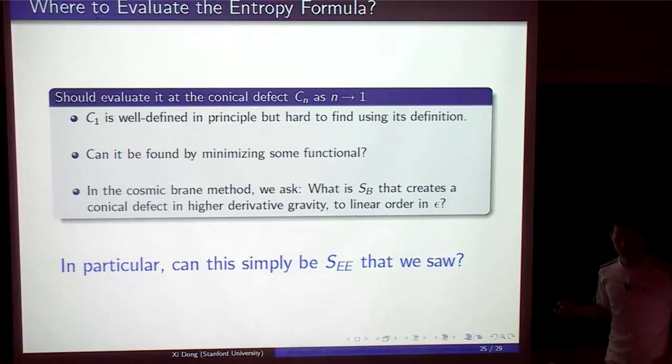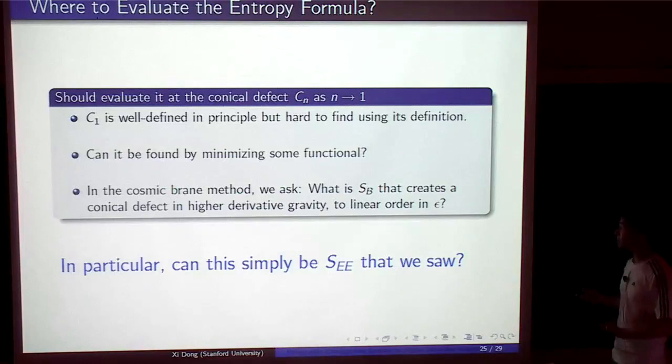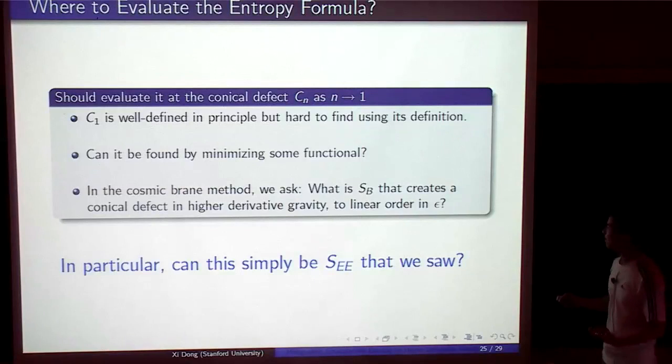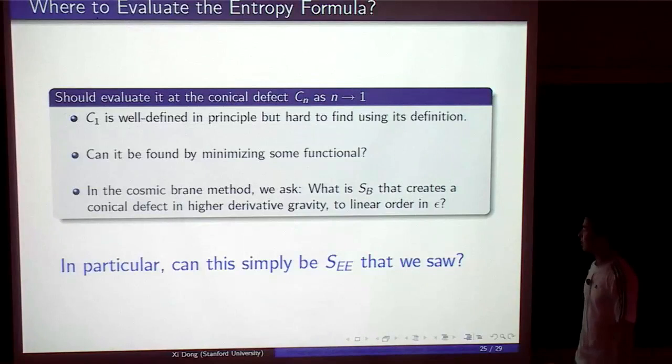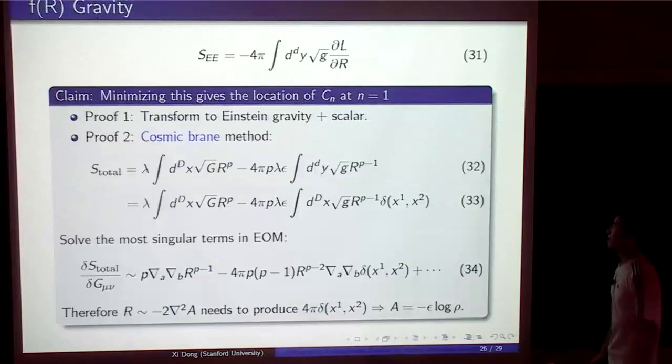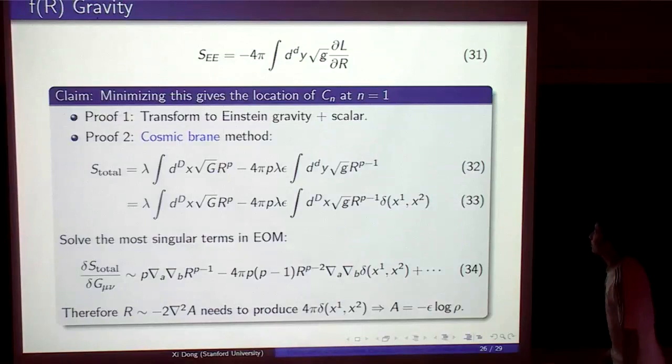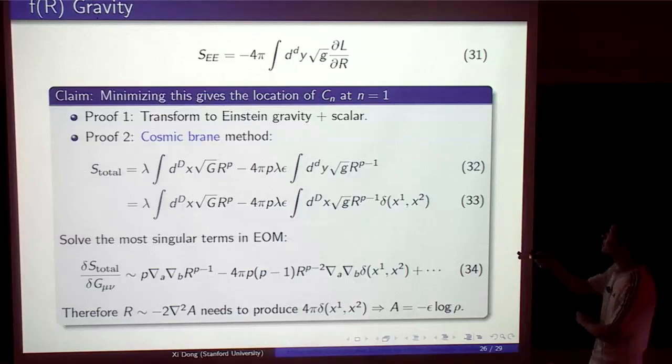In the cosmic brane method, we can ask a similar question. What is the cosmic brane action which produces the right conical defect in the theory of higher derivative gravity? This is the equivalent question. Once we find that, minimizing it automatically gives the conical defect. In particular, can this simply be the same formula that we saw earlier? We will see that by example. In f of R gravity, this is a sort of trivial example, because we can transform to Einstein gravity plus a scalar field. And minimizing this indeed gives the right surface for us to use this formula.